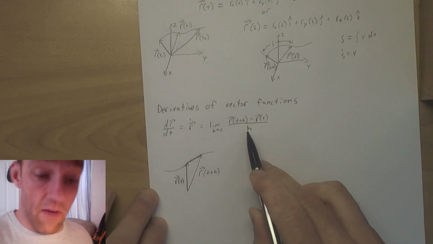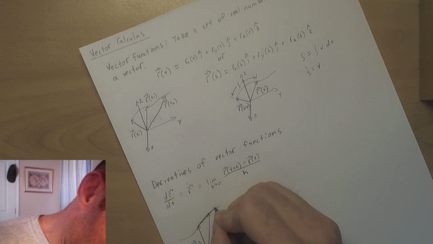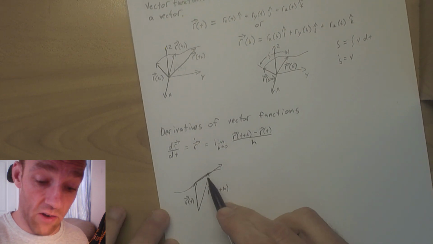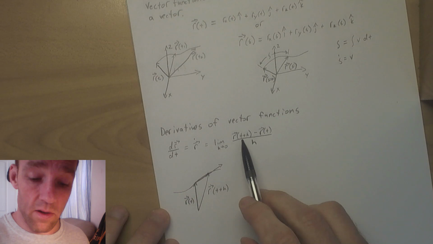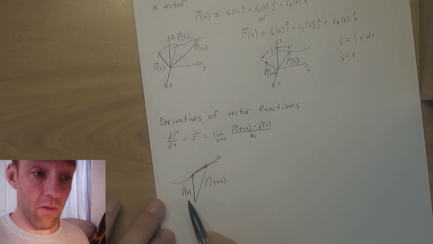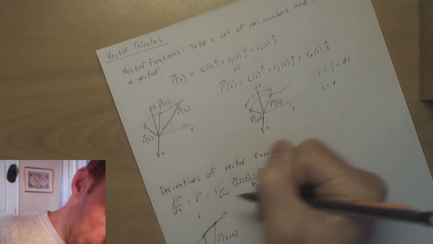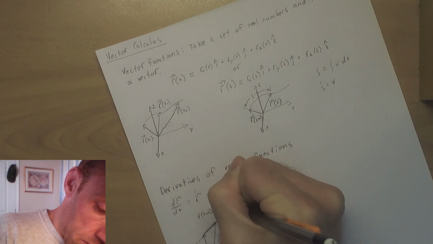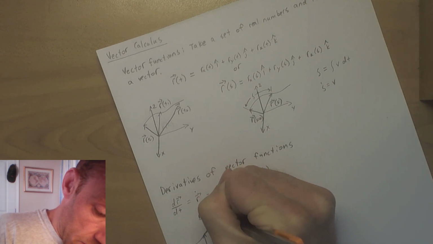But then this is divided by some small number h. So we wind up with a scaled version of the vector that connects the tips of the two vectors in this formula. So this right here, that's what this vector is right here.